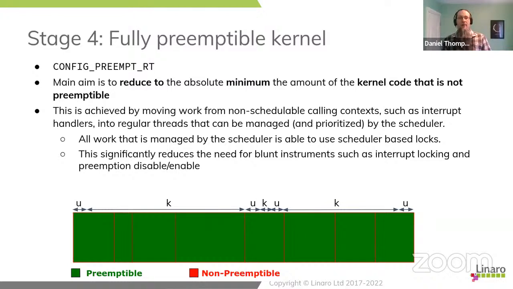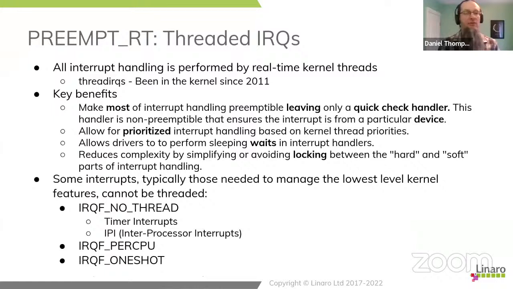So that massively reduces the need for the blunt instruments that affect both interrupt latency and scheduling latency. We don't need to interrupt lock nearly as frequently, and we don't need to preempt disable and enable nearly as frequently. And that is the fundamental thing that allows us to drive down latencies by having this fully preemptible kernel. So this one we have to dive into deeper. We have to understand each of these techniques that it uses.